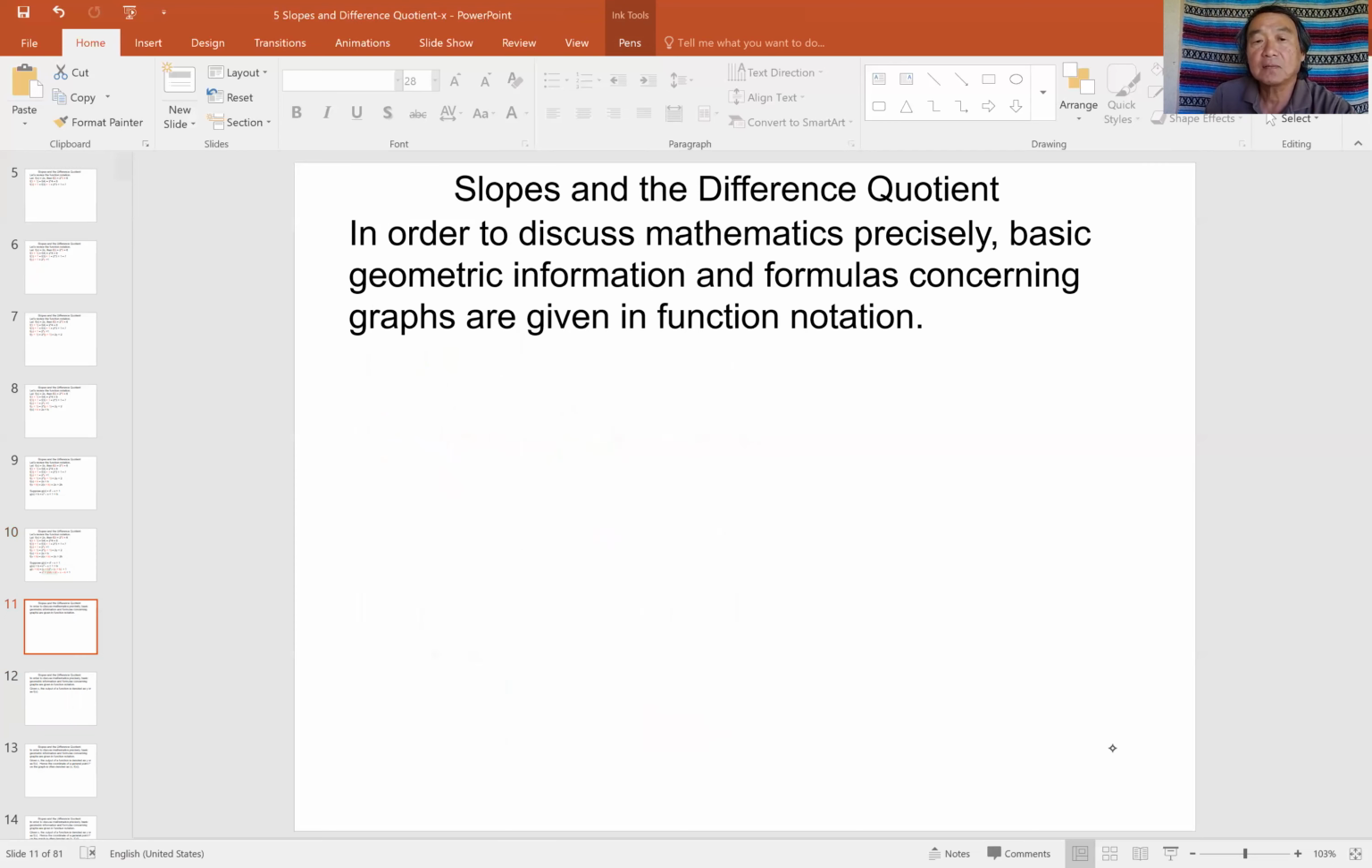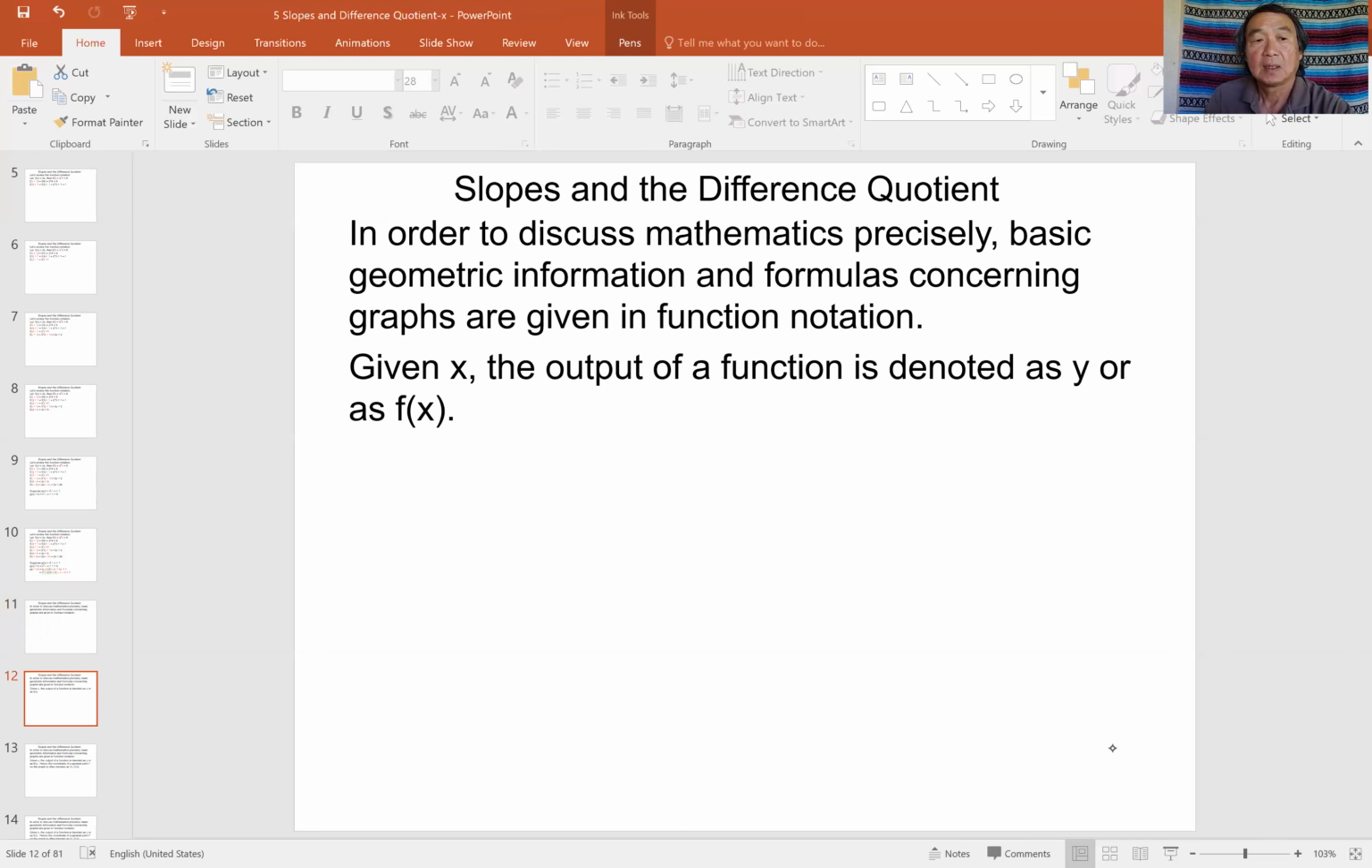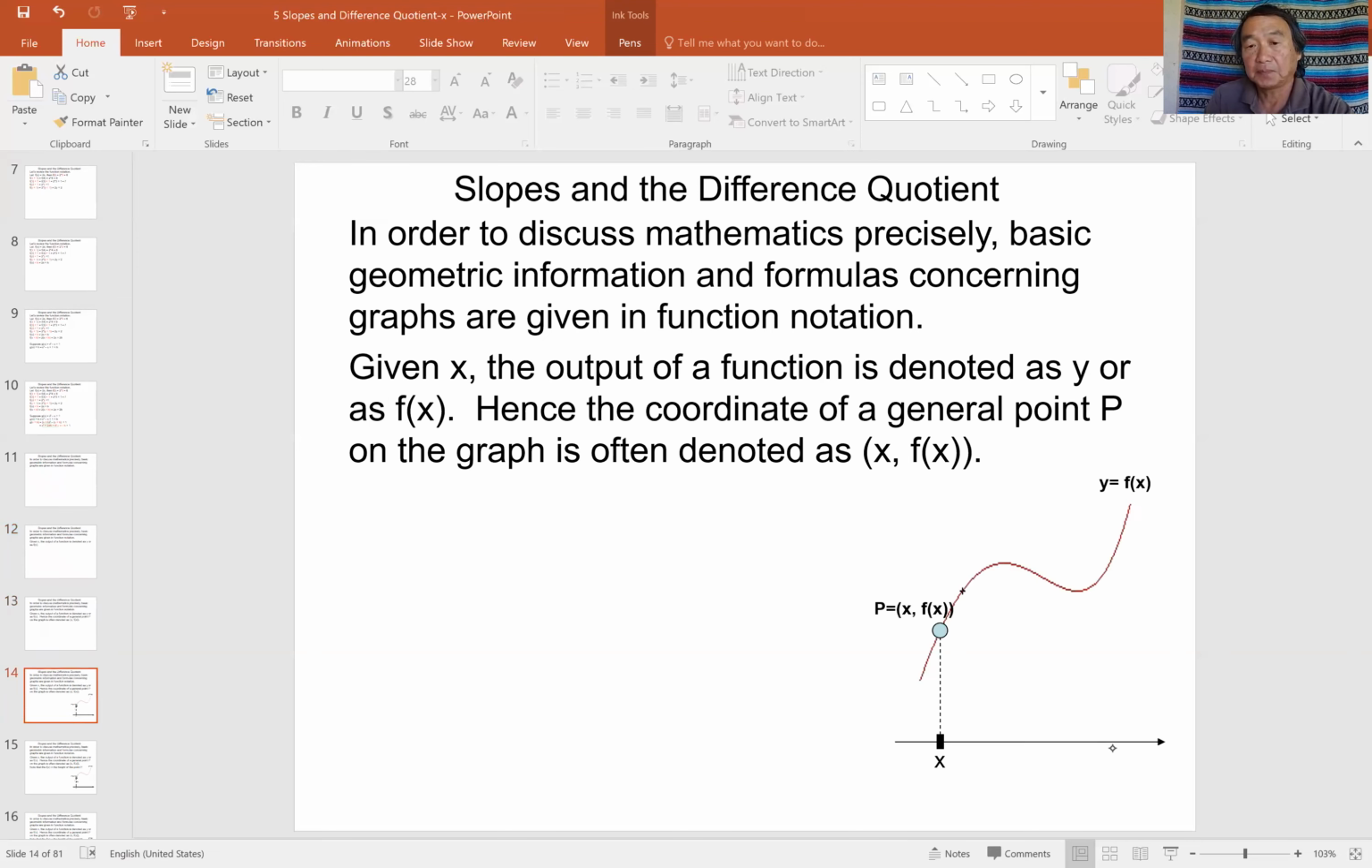The purpose of this section is basically to translate the formula for slope into the notation of function f of x in general. So the first thing to realize is when we talk about a point on a generic graph, here's a generic graph. We say y equals f of x, some graph. And I'm at a generic point x, and I ask what's the point corresponding to the x on the graph?